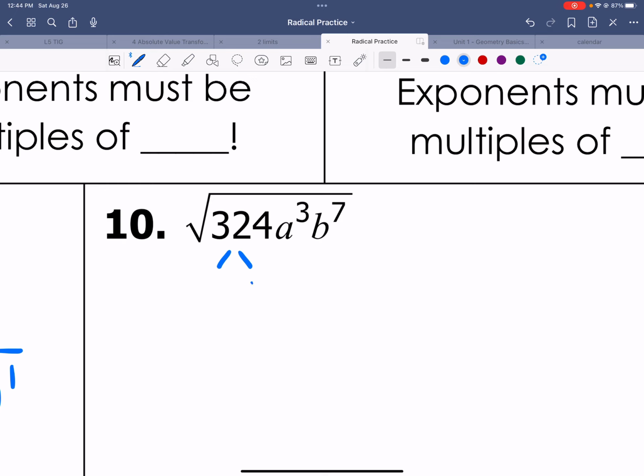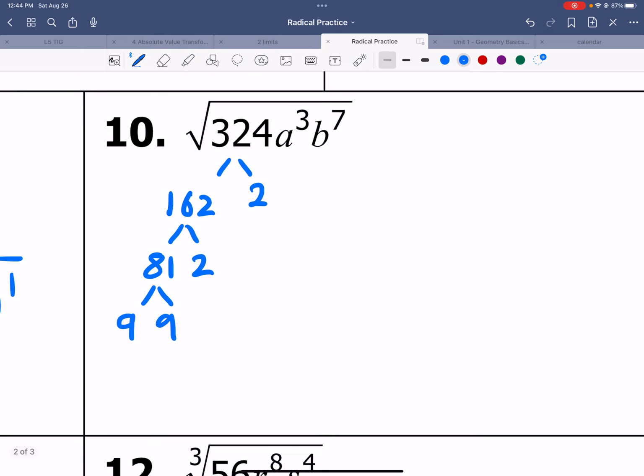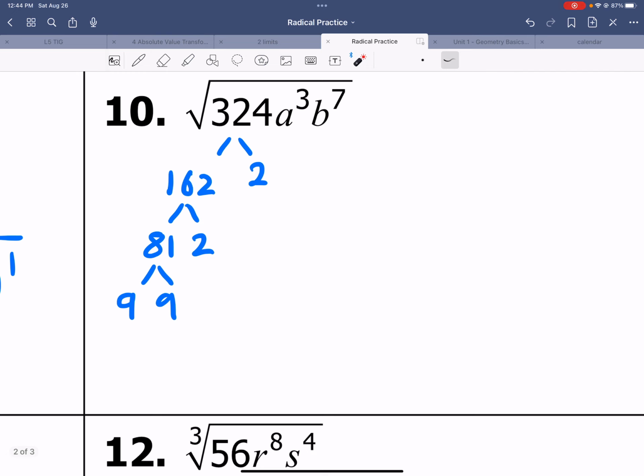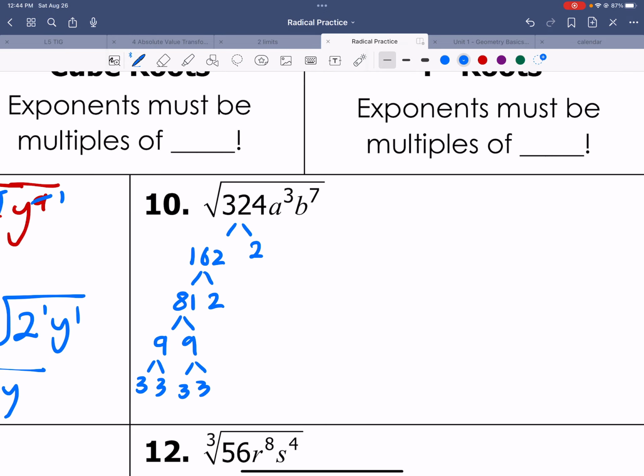This one, if I divide by 2, that's gonna be 162. And if I divide by 2, 81. Divided by 2, 81, that one is gonna be 9 times 9. Well, you can't simplify further, so you can stop here, but I will go further for you. But I wouldn't if I did it by myself, because 9 and 9 is already a pair. So let's look at this.